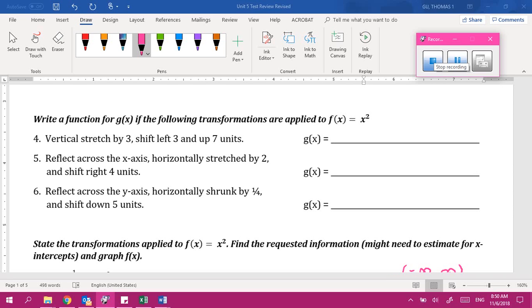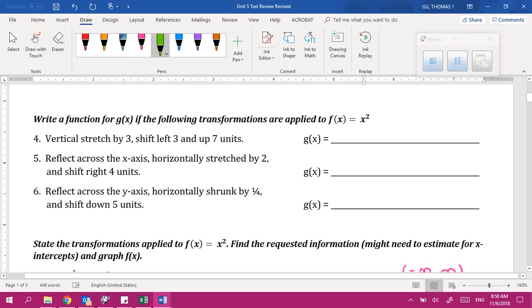All right, numbers 4 through 6, we're writing the function for one. First of all, you need to see this as g of x. So your function is to say g of x. They already wrote that for you. And we're just looking at the transformations and writing the equation.